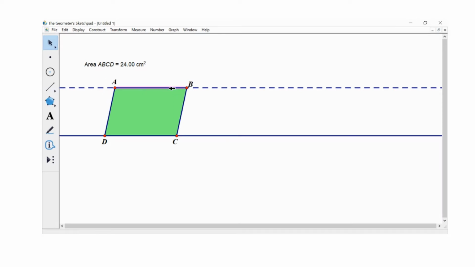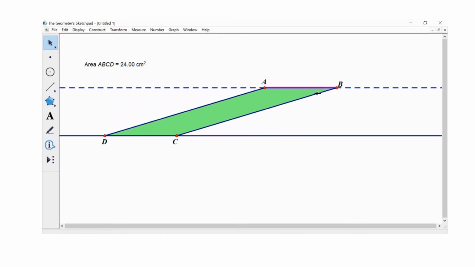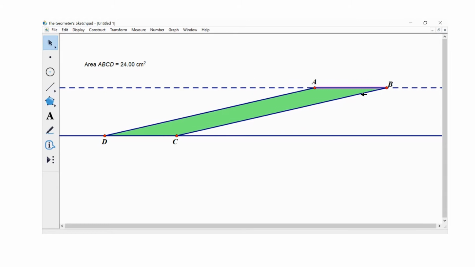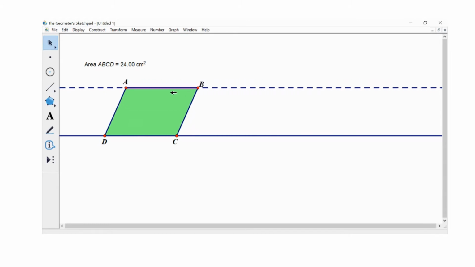So it starts off as a rectangle. It's becoming a parallelogram, a really skinny one. The area hasn't changed. Can you see that? So the area of a rectangle and the area of a parallelogram are exactly the same, provided the base length is the same and the perpendicular height is the same.